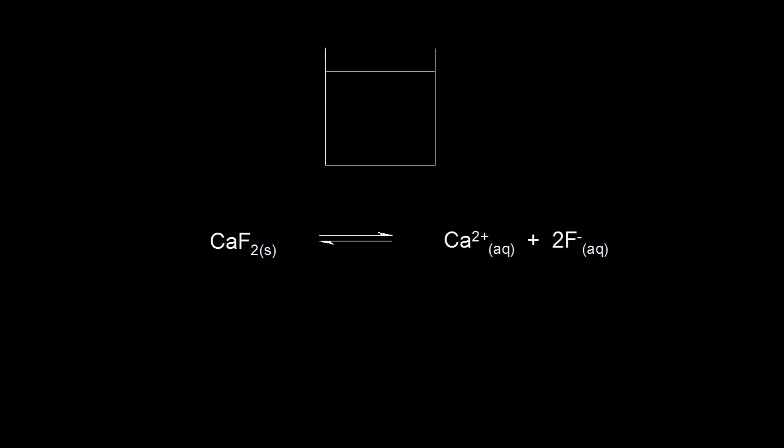Let's say we have a saturated solution of calcium fluoride in equilibrium with solid calcium fluoride. So in our beaker, here's some solid calcium fluoride, which is a slightly soluble ionic compound. And in solution, we have a saturated solution consisting of calcium 2+ and fluoride anions. Now let's say we add some acid. So we add a source of protons to our beaker, and we observe what happens.